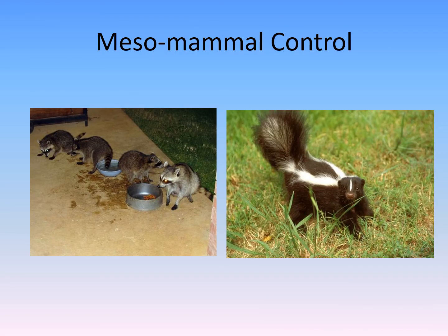Next is mesomammal control. That's raccoons, skunks, things like that. Raccoons and skunks are one of the primary nest predators of species like bobwhite quail. They also, if you use a lot of feeders for deer or turkey, you're probably going to see a lot of raccoons getting into your feeders and causing problems. So a lot of people like to try to control those species through trapping and stuff like that.